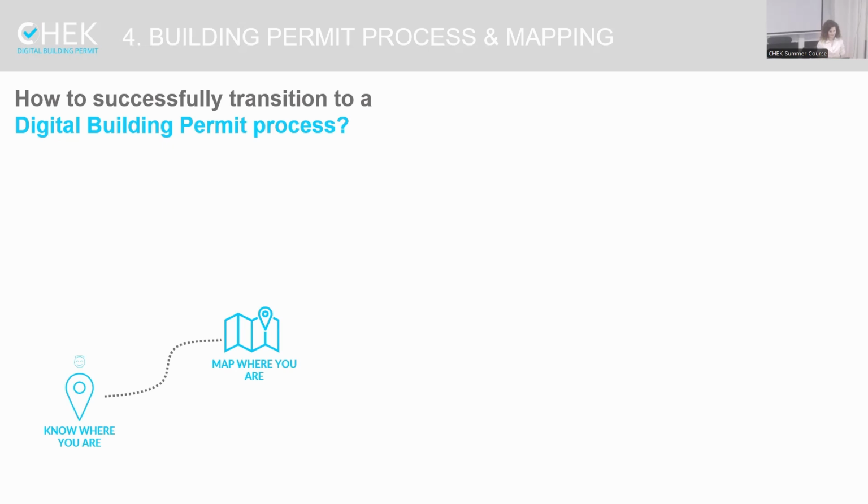So it is a long, let's say, voluminous work, but it's very important to actually clearly map where you are, to clearly map your as-is process. So one of the outcomes of this step is the as-is process map.